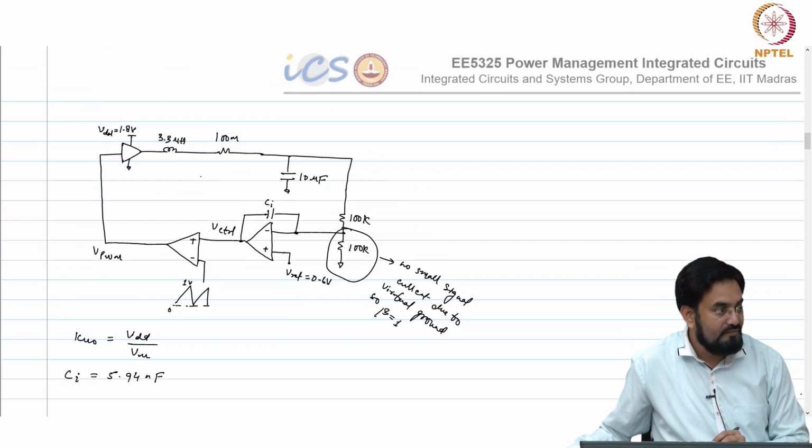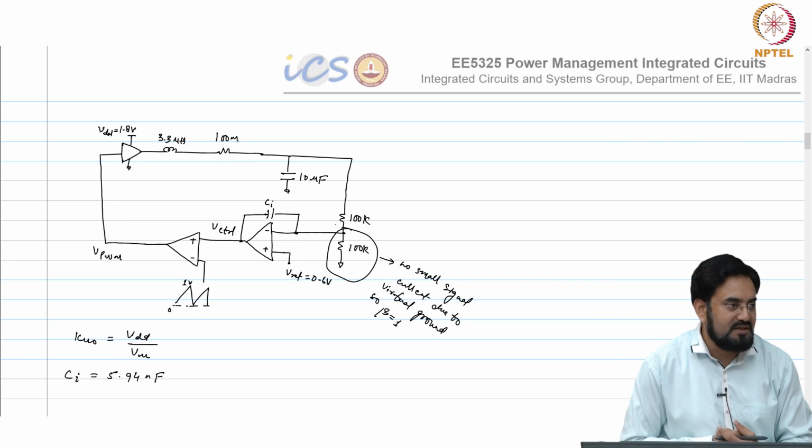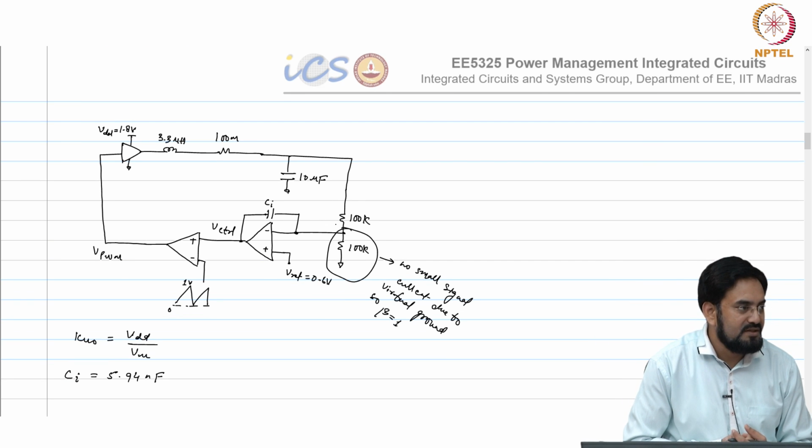Why, anyway that will be virtually grounded, so why do we need to keep a very large resistance? Which one? Feedback resistance, and that feedback resistance should be very high. You mean this one? Yes. Yeah, you can keep it, that is what I am saying. You make it 10 mega ohm or so and reduce the C value. Ultimately, you are looking at a 1 over RC product, that is your Ki. So, either you increase the R or increase the C, choose the lower, okay.